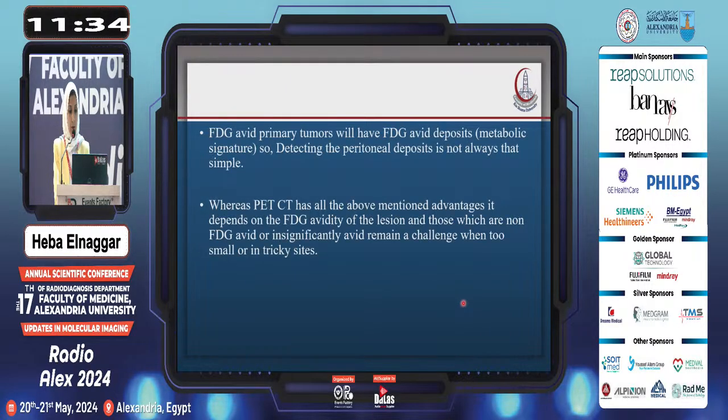FDG-avid primary tumors will have FDG deposits. It's called the metabolic signature. So detecting the peritoneal deposits is not always that simple. Whereas PET-CT has all the above-mentioned advantages, it depends on the FDG avidity of the lesion. And those which are non-FDG avid or insignificantly avid remain a challenge when too small or in tricky sites.